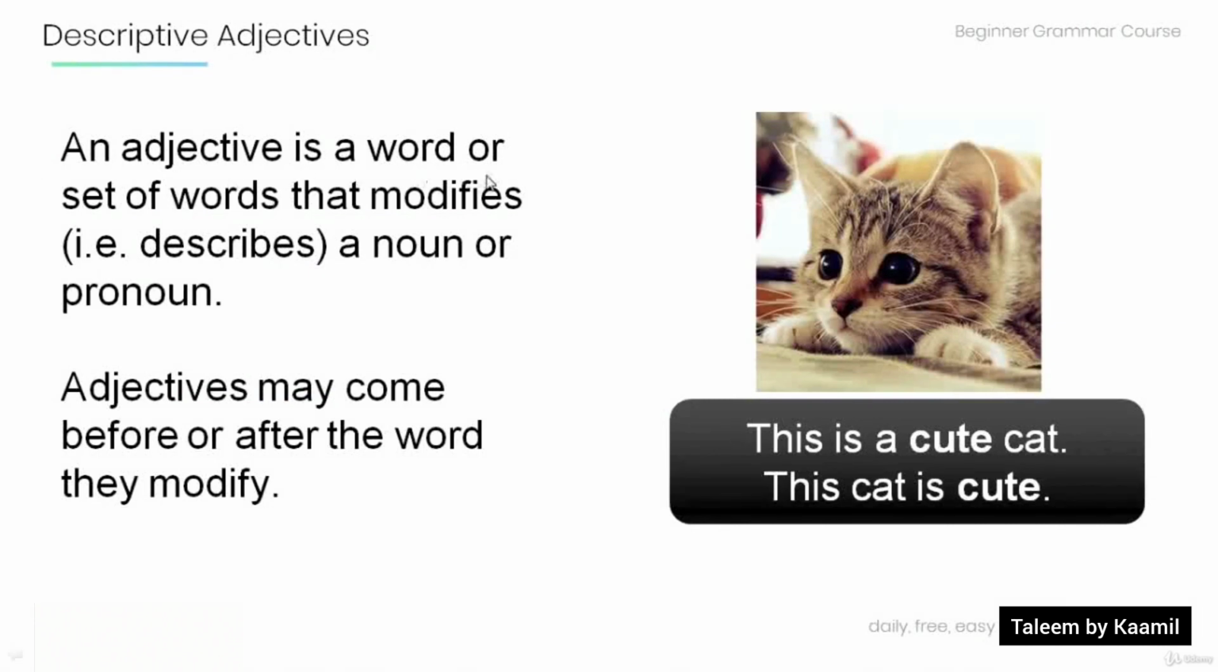Remember that an adjective is a word or set of words that modifies, in other words, describes a noun or pronouns. Note that adjectives may come before or after the word they modify, as in the example over here. This is a cute cat. The adjective cute describes the noun cat, and it comes before the noun. And in this sentence, this cat is cute. Again, the adjective cute modifies or describes the noun cat, but it comes after the noun.